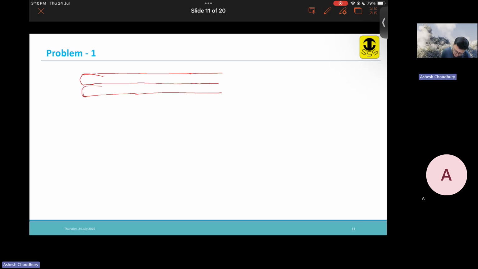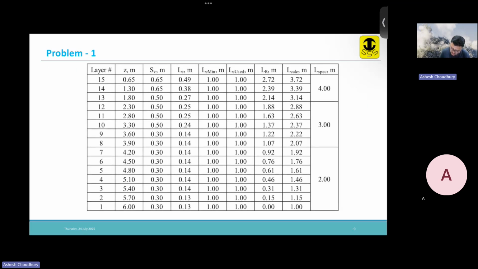This is layer 15, and this is layer 14. From here to here, how much is it? 0.65, right? So 0.65 plus 1.65, 1.8 meters. Then I have four layers. And what is the length of this first layer? 4 meters, right?